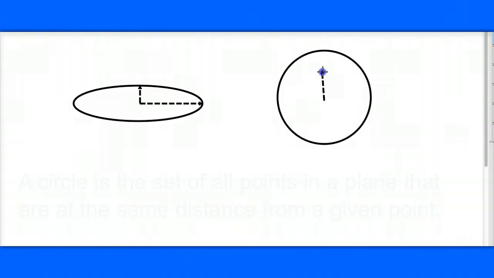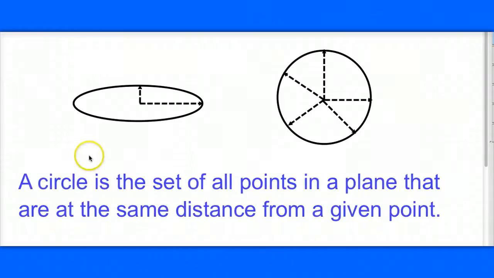Well, in the shape on the left, the distance from the center to the edge is not the same. Here we can see this distance is shorter and this distance is longer. And here on the right, we have a circle because the distance is the same no matter where I go on the circle. So what is the formal definition of a circle?